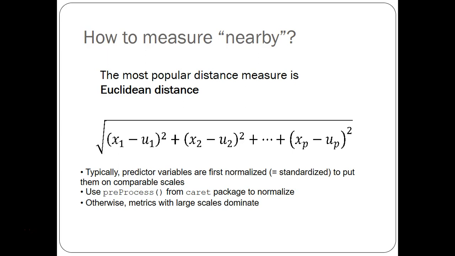Then we'll take the difference between those two and we'll square it to get rid of any negative numbers, and we'll add it to the second variable, the difference of the second variable between the classified record and the record to be classified. Again, squaring that so that we can get rid of any negatives. We add all those up and we take the square root to get rid of the square, and we come up with a distance.